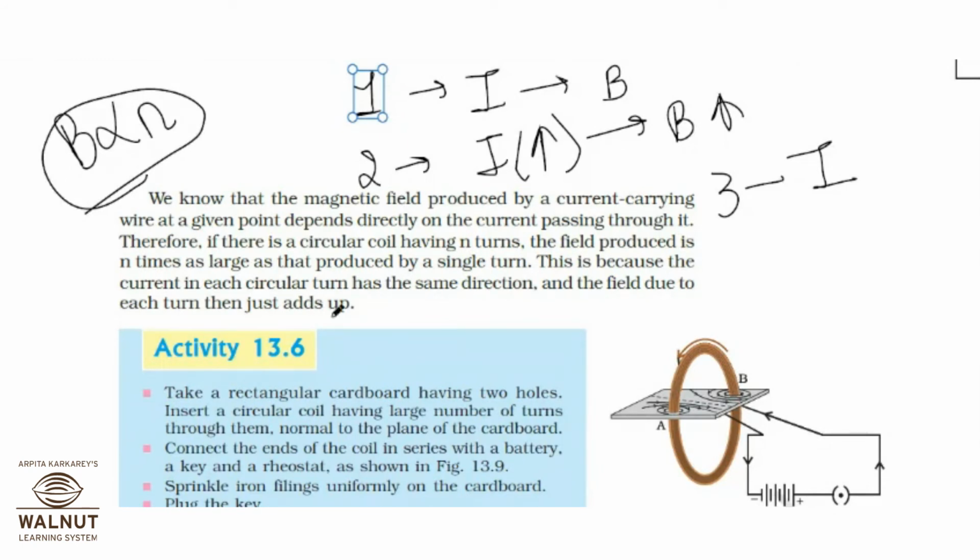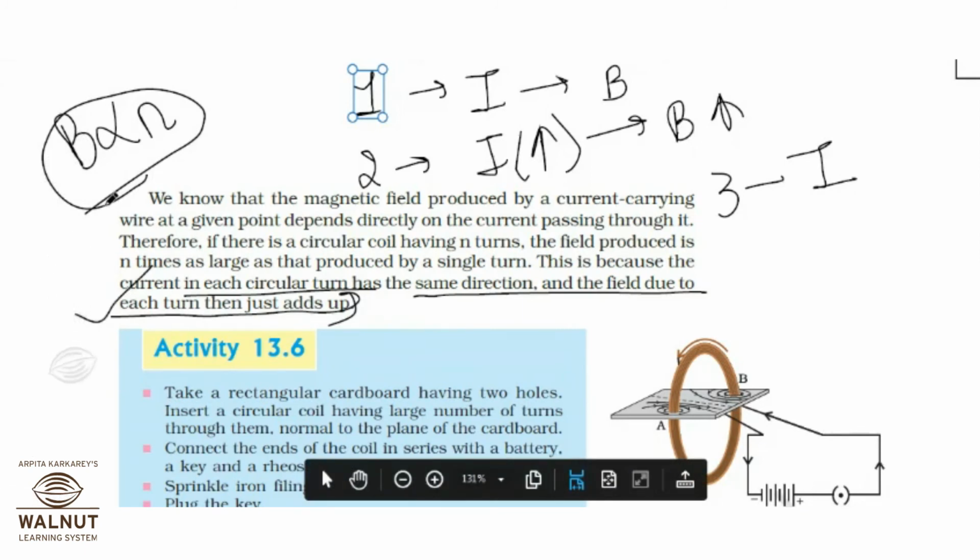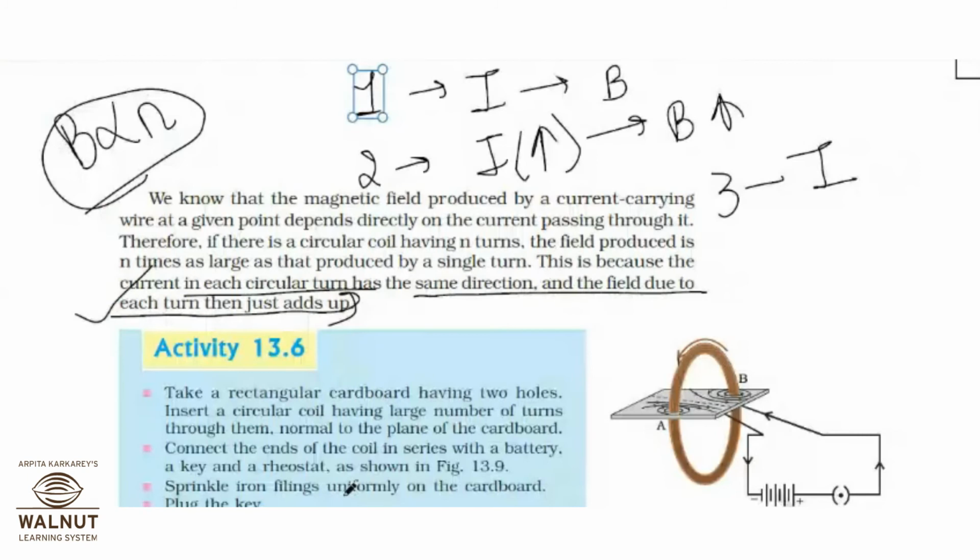This is because the current in each circular turn has the same direction, and the field due to each turn then just adds up. So this is a relation that you can find from this. This is the only content that is important from this particular section. We will just see the video of a solenoid.